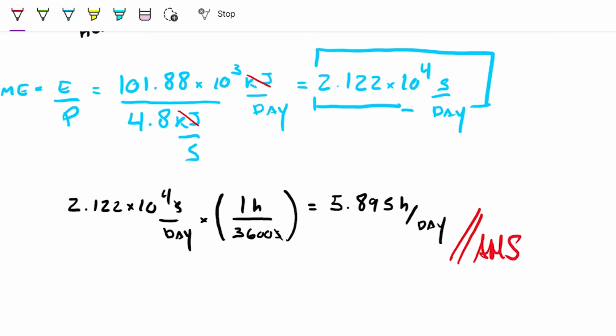So as long as it operates for 6 hours in the day, I'm going to be able to keep my house nice and warm at 25 degrees Celsius without having to do anything else. How much does that cost? That's the next part of the question, right?